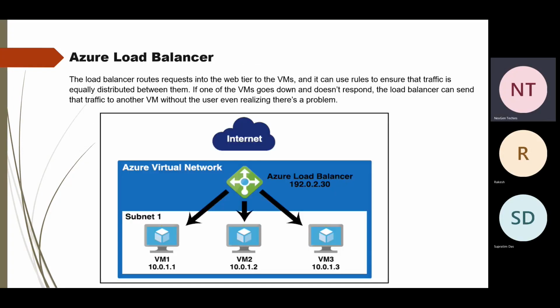What is the Azure Load Balancer? Basically, Azure Load Balancer routes your requests into the web tier. It is the same as SAP Web Dispatchers. So what does a load balancer do? The load balancer basically diverts your request to the available VMs. Using rules, you access the Azure Load Balancer IP address, and then whichever VM services are available, you will get access to those.